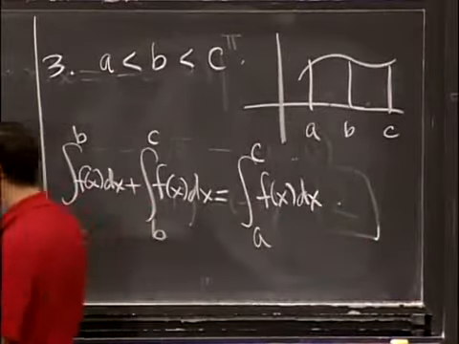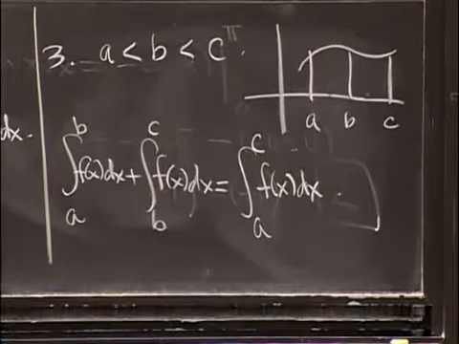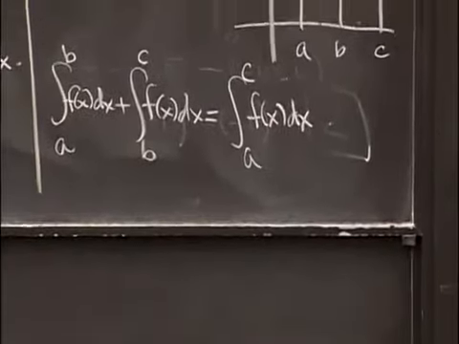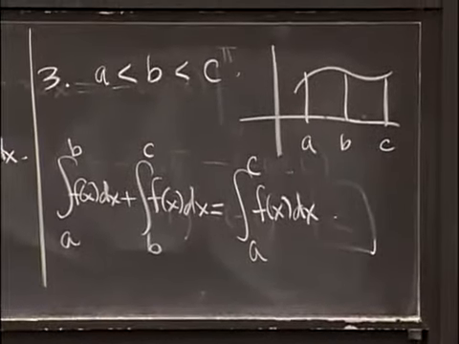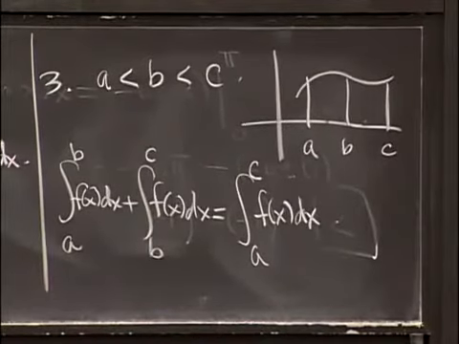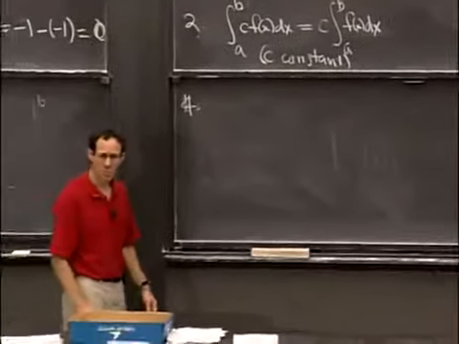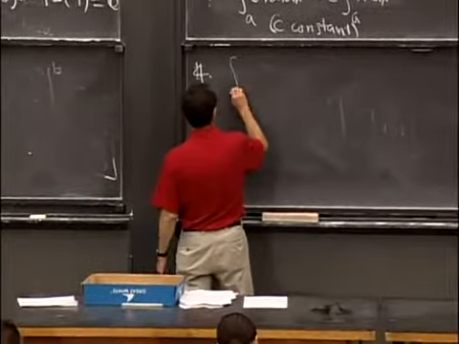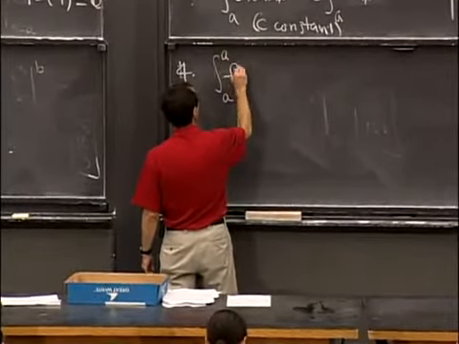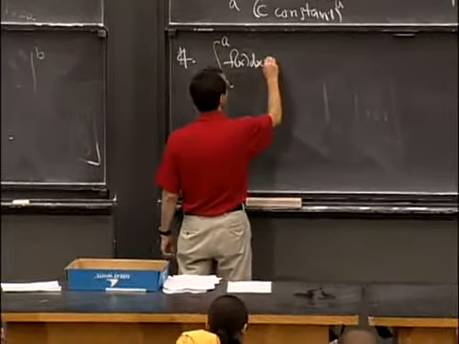This is going to be just a little preliminary because the rule is a little better than this, but I will explain that in a minute. The fourth rule is a very simple one, which is that the integral from a to a of f of x dx is equal to 0.